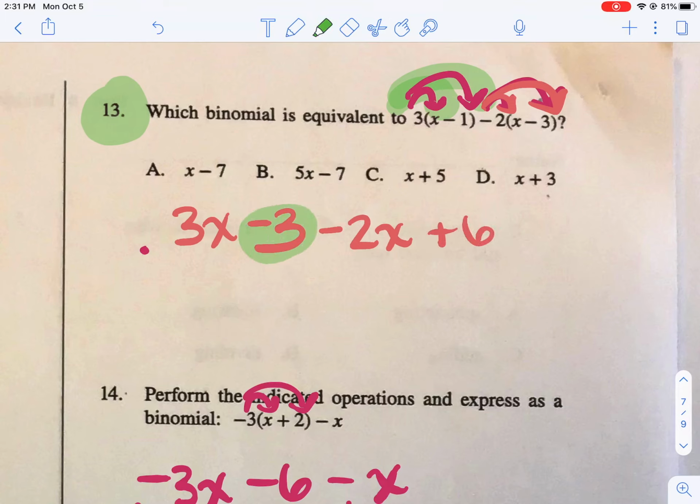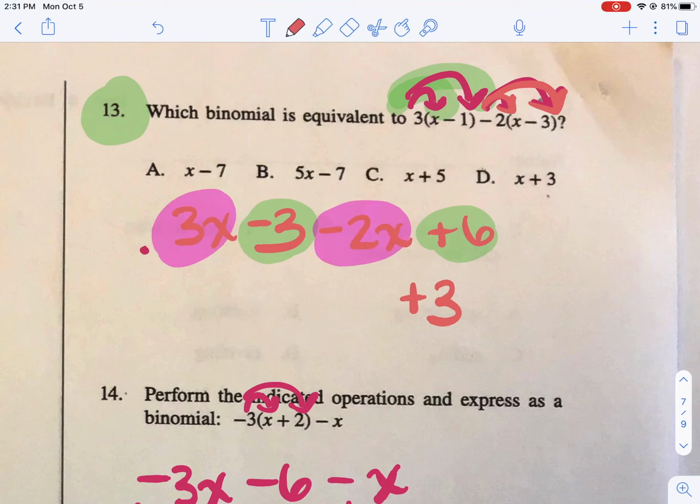And then we're going to combine like terms. -3 and 6, those are constants. That leaves us with +6. And then 3x minus 2x is just x. So we're again, oh, choice D.